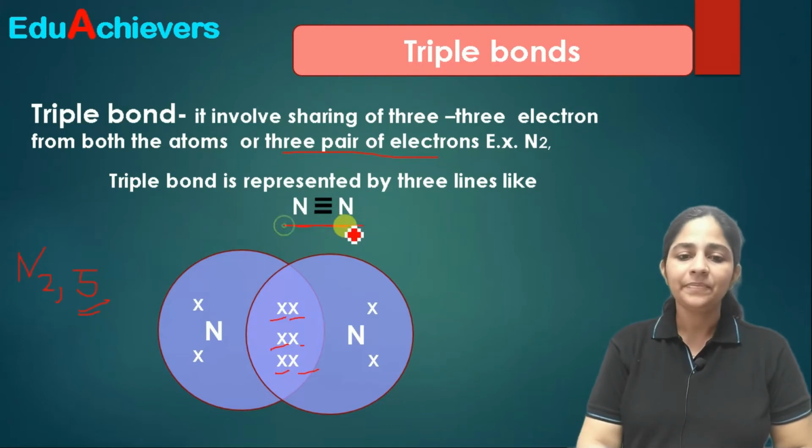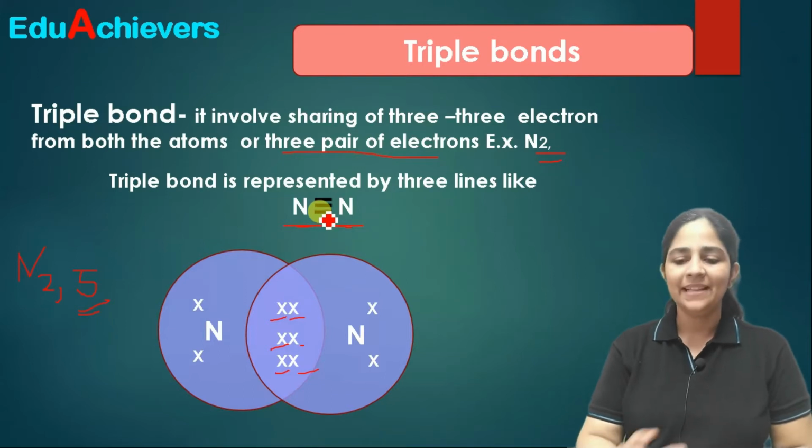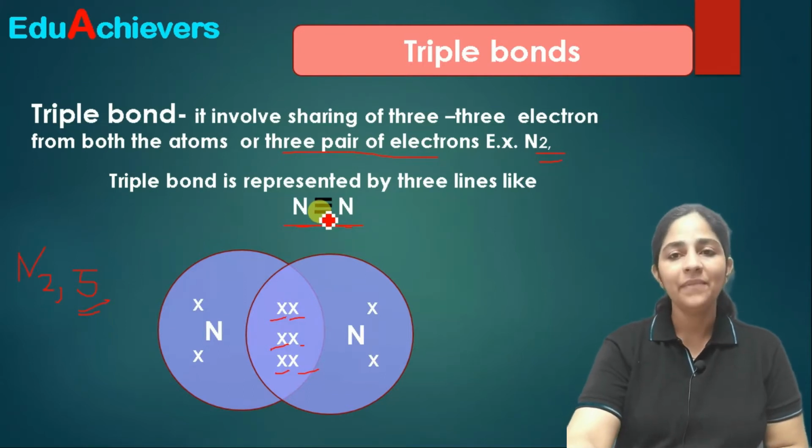Fine. So you can understand this is how nitrogen is formed, and this is the third type of covalent bonding which is found.